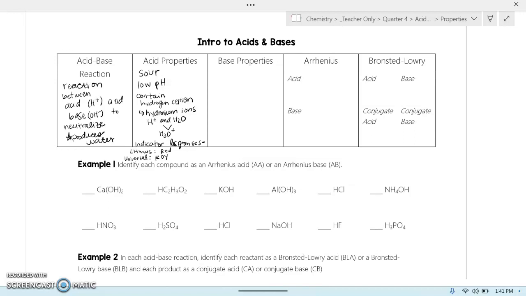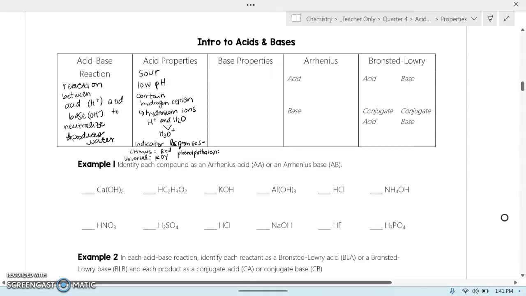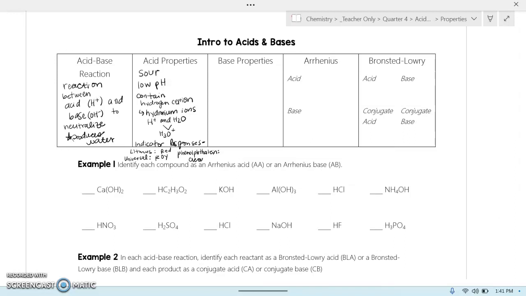Okay, let me try that again. Phenolphthalein. Okay, and that's our third indicator, and it will either stay clear or turn pink. For a base, it will remain clear. I'm sorry, for an acid, it will remain clear. For a base, it will turn pink.